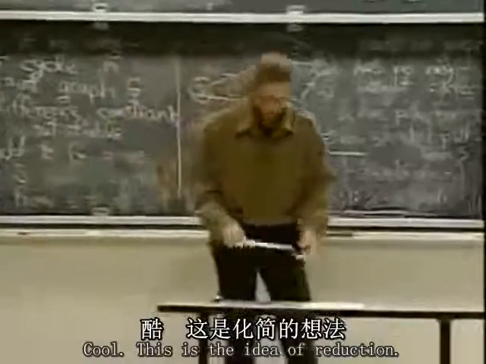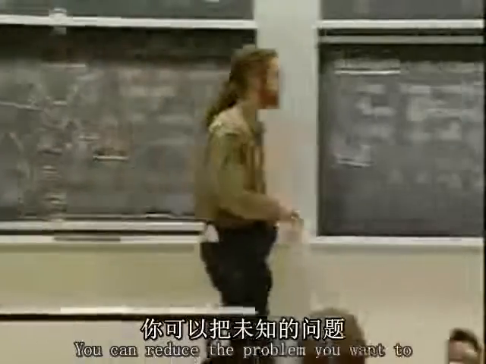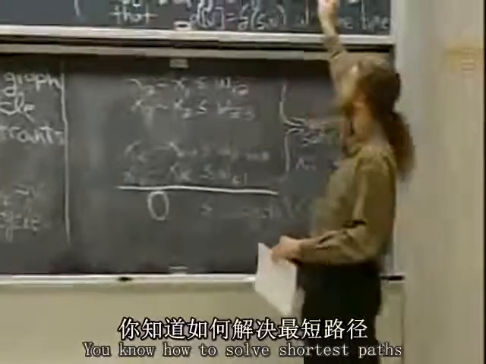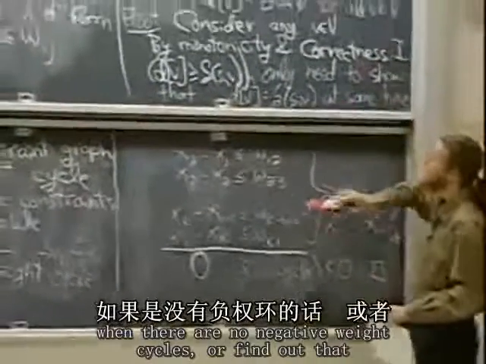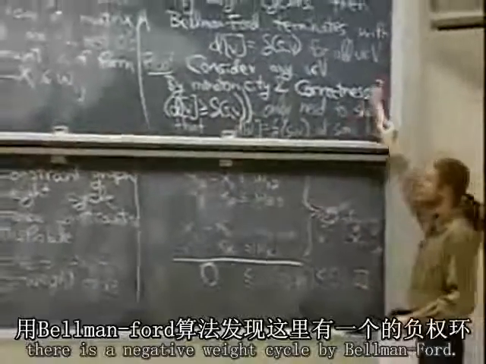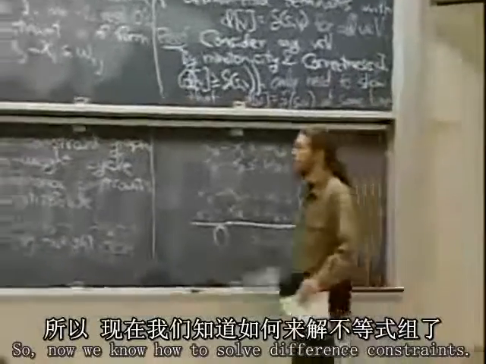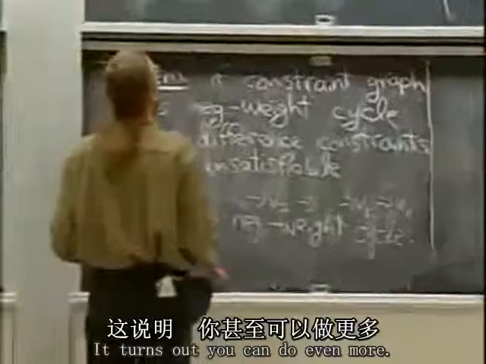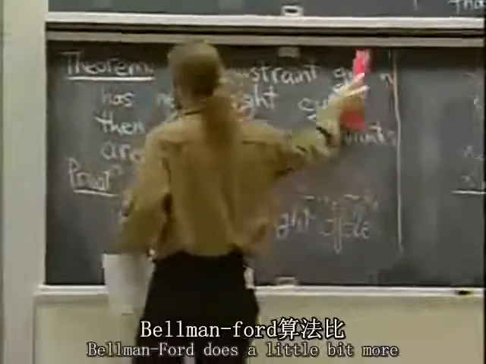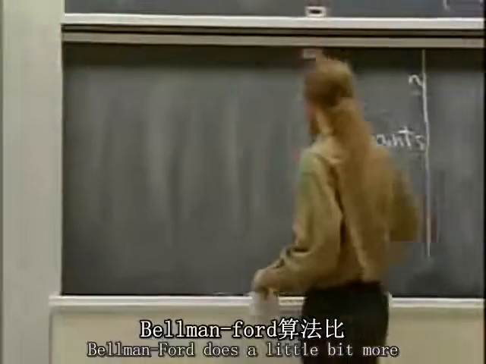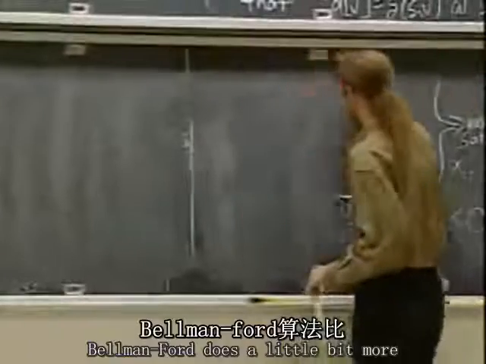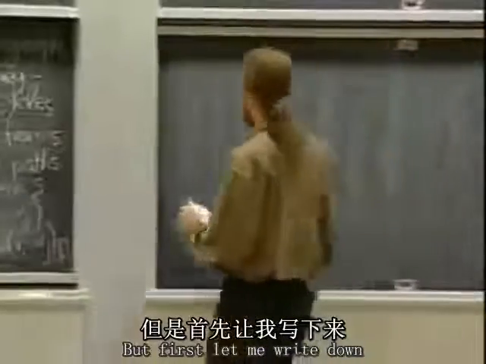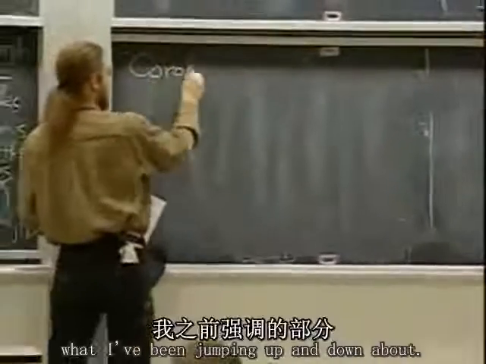Cool. This is the idea of reduction. You can reduce the problem you want to solve into some problem you know how to solve. We know how to solve shortest paths when there are no negative weight cycles, or find out that there is a negative weight cycle, by Bellman-Ford. So now we know how to solve difference constraints. Turns out you can do even more. Bellman-Ford does a little bit more than just solve these constraints. But first let me write down what I've been jumping up and down about.